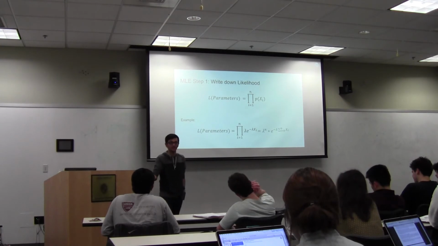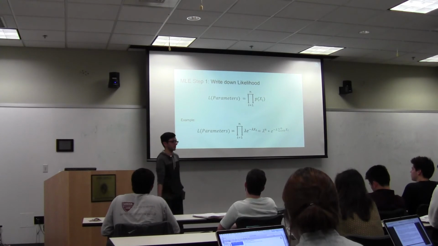You can think of x1 through xn as just the number of spikes in different bins, and you're trying to fit an exponential with a lambda parameter to it.